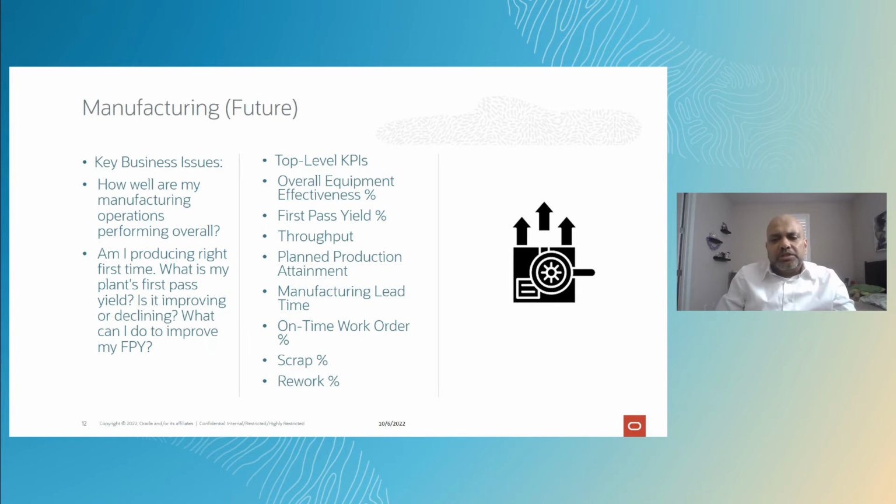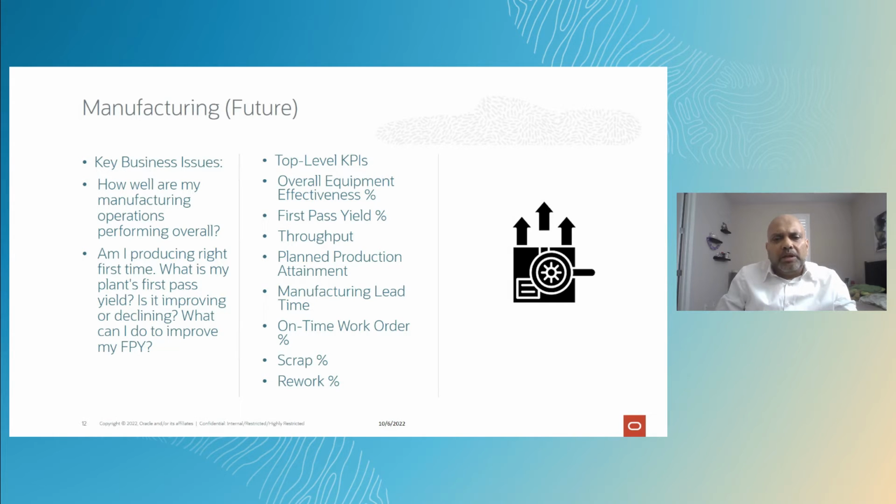It will help address business issues like how well are my manufacturing operations performing overall? Am I producing right first time? What is my plant's first pass yield? Is it improving or declining? What can I do to improve my first pass yield? Some of these key manufacturing issues or business questions can be addressed with the manufacturing release.